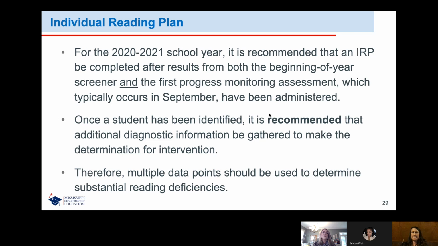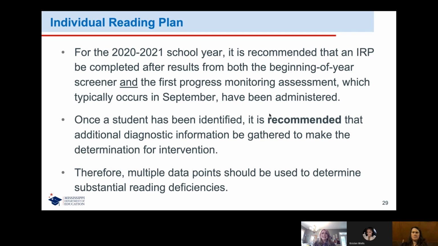So they may have struggled on that universal screener when they first came back. So we don't want you to just use that one piece of data. We want you to look at multiple pieces of data. Use your universal screener and then see how they're performing in the classroom. You may want to do additional diagnostic pieces.